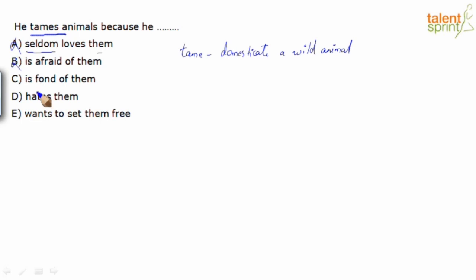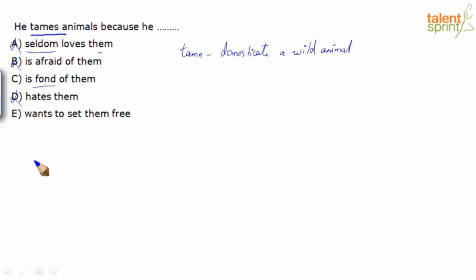Option C is fond of them. Fond means to like, right? I'm fond of you. I like you a lot, right? Which means this could be our answer. However, let's look at the remaining two options before we fix on C. Option D, hates them. Definitely an animal lover or somebody who goes through the trouble of domesticating a wild animal cannot hate animals. So option D is also ruled out.